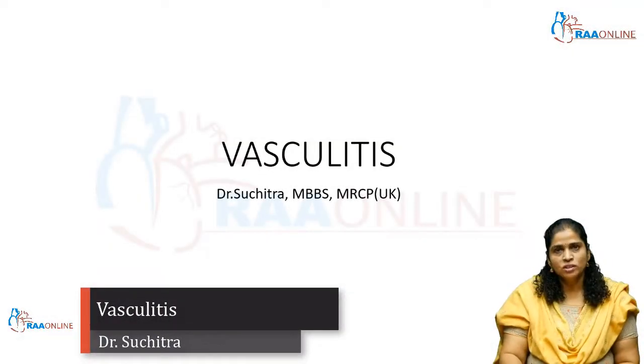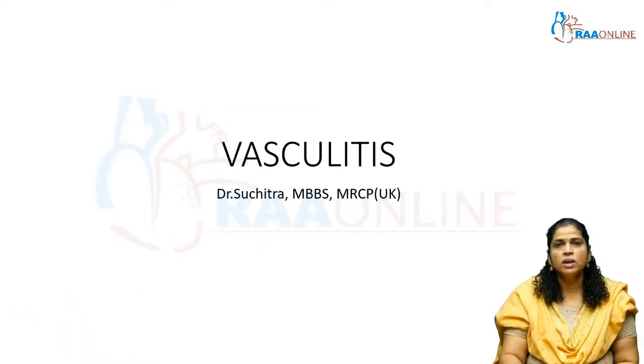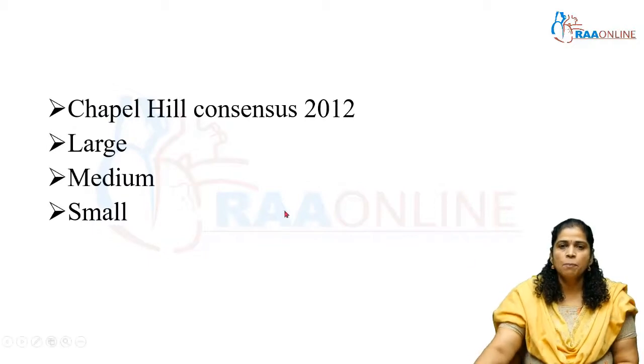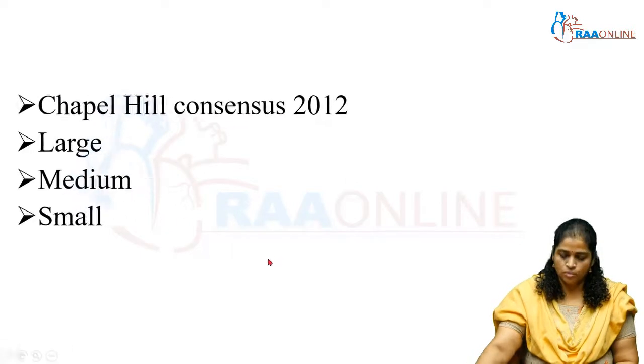Hi, I'm Dr. Suchitra. In this session, I'm going to talk to you about vasculitis, or vasculitis as it can be called, but we'll just call it vasculitis. Basically, there is inflammation in the blood vessel wall. There was a Chapel Hill consensus in 2012 which divided the vasculitis into three types based on the size of the blood vessels involved: large, medium or small.